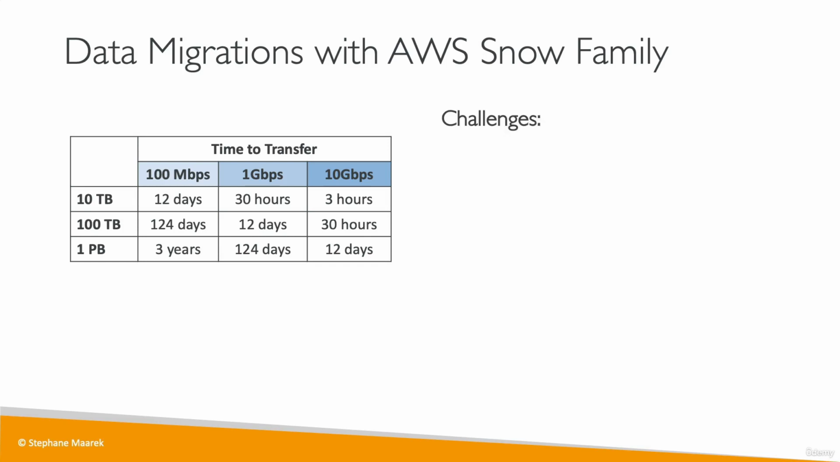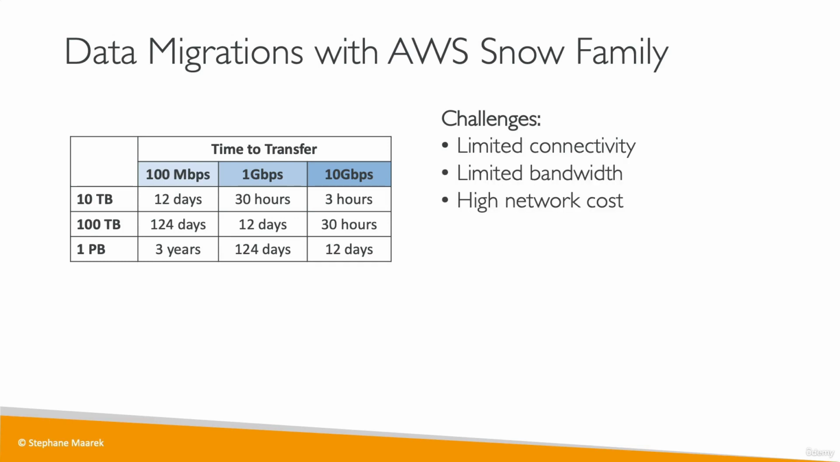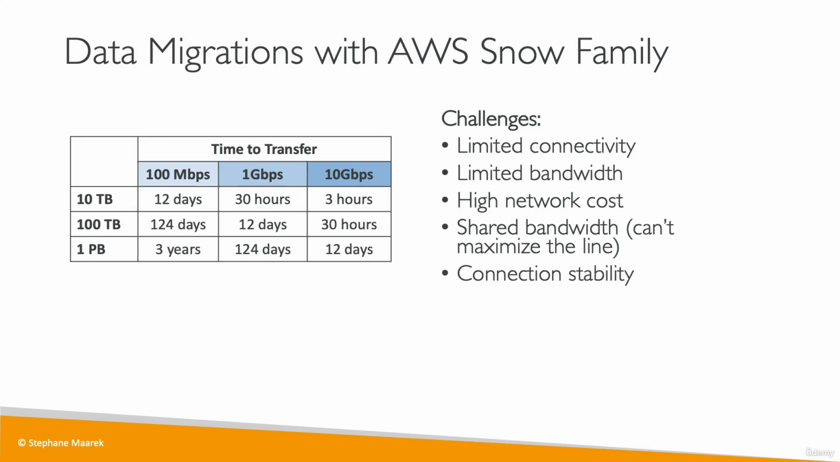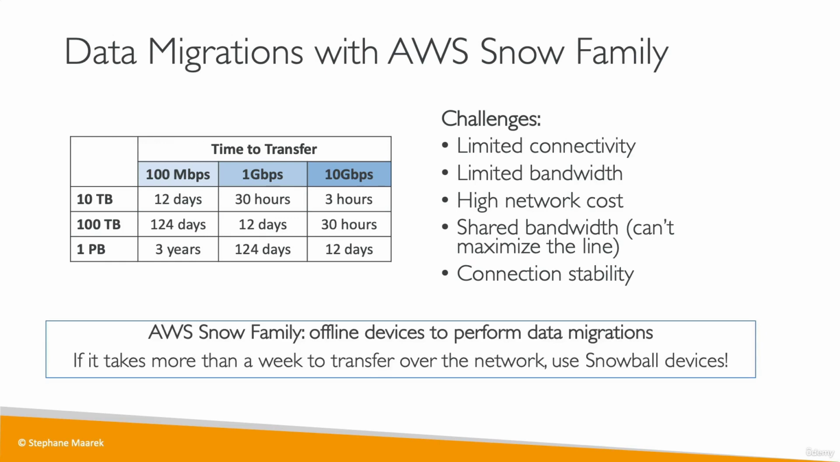And the challenge is that sometimes, on top of having a slow network transfer, you have limited connectivity, limited bandwidth. Transferring data over the network may cost you some money. Okay, it's not free to use a network. It could be that also the bandwidth is shared. For example, if you download a video from AWS and you download 10 terabytes of data, maybe you're going to block your entire office because you're maximizing the bandwidth within your office. And then maybe the connection is not stable enough, so you have to retry and so on. So all these reasons make a case for the Snow Family.